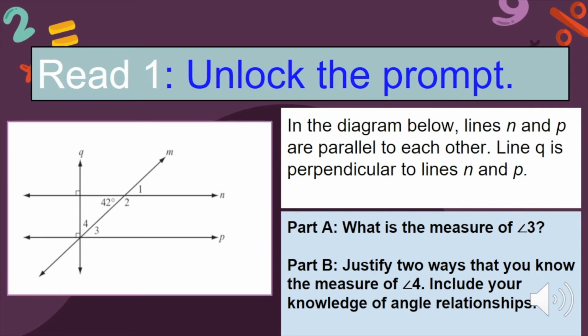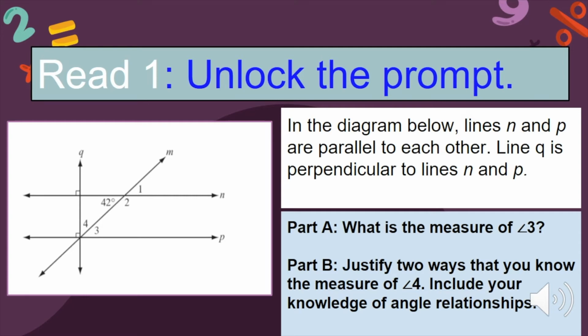In this problem, we are looking at angle relationships of parallel lines cut by transversals. We will begin with read 1. We have to unlock the prompt by underlining the question and any directions or important information. I want to make sure that I pay close attention to questions that I need to answer and important information that will help me answer each question.